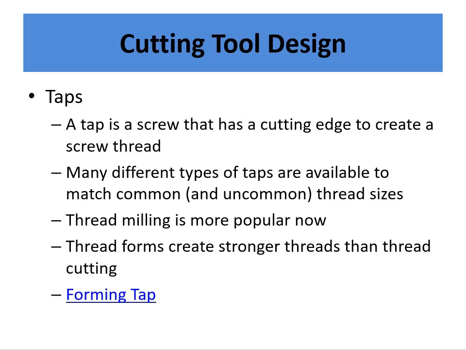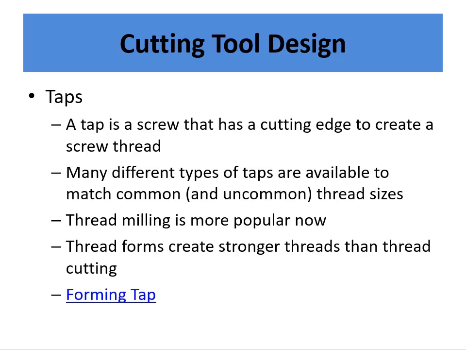And then taps. We're just going to throw this in here too because it kind of makes sense. Drills, mills, and taps are what you see in general machine shops. And why do you use a tap? Well, I use a tap to make a screw thread. So we'll talk about thread milling too. That's kind of a newer way to do things.